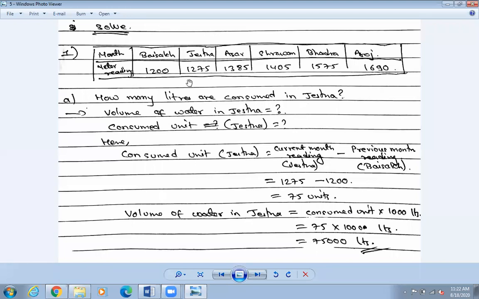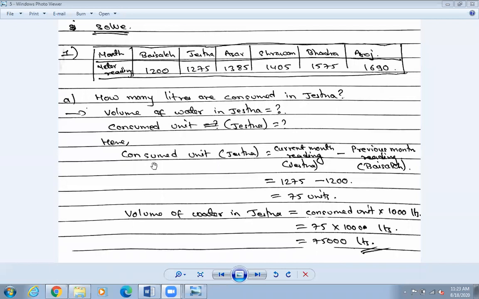Okay. So what shall we do then? First of all, let us find out the consume unit in Jestha. Okay. So for the month Jestha, this is the present month, this is the current month. Which one is the previous? Asar is the previous or Baisakh is the previous for Jestha? For Jestha, which is the previous month? Baisakh. Okay, so Baisakh is the previous month. So this is the current month, this is the previous month.